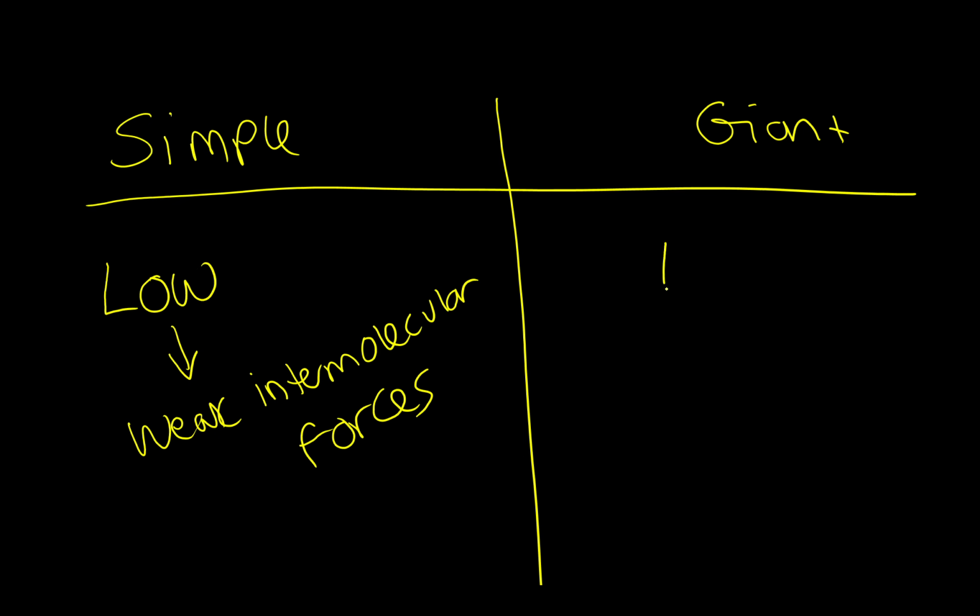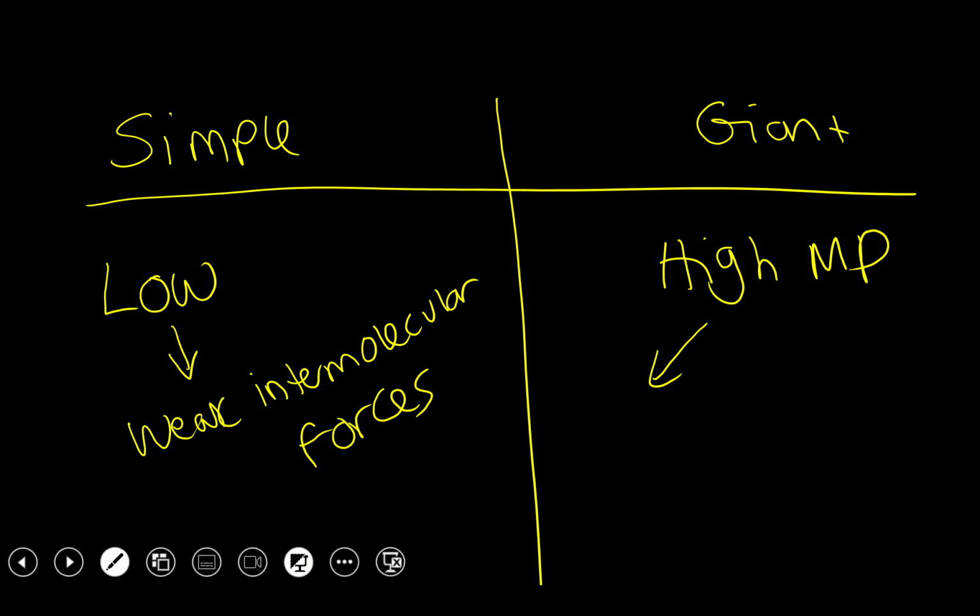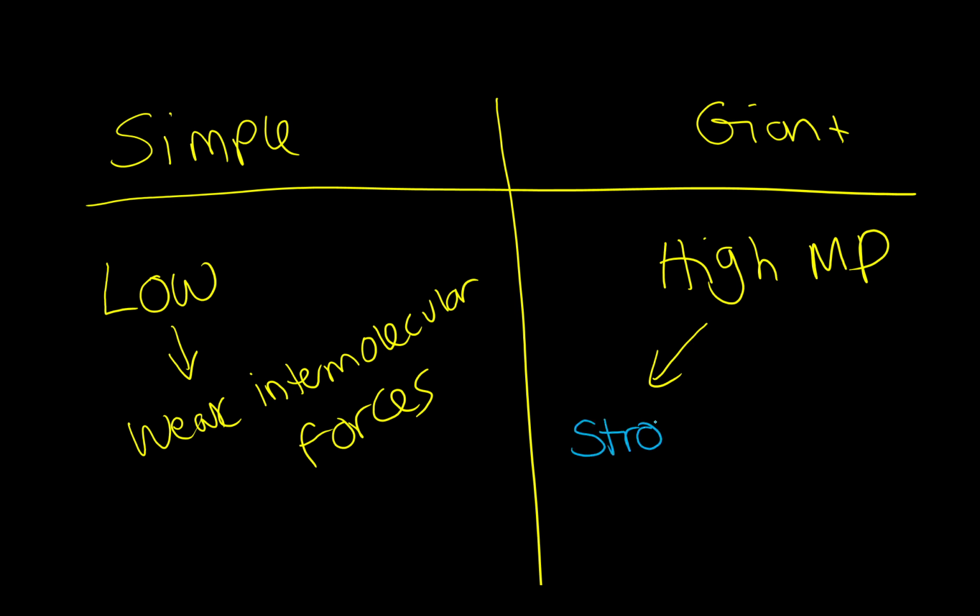Giant, they have high melting points. Can anyone tell me why it's such a high melting point? Anyone? It's because of your strong covalent bonds. Yeah, so make sure you know the difference. Simple covalent is weak intermolecular forces. Giant covalent, it's strong covalent bonds. Is that clear to everyone? Yeah?